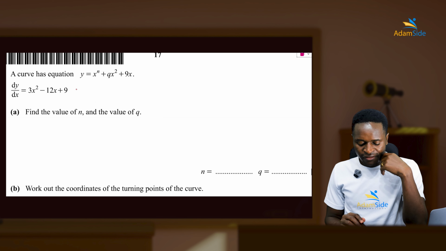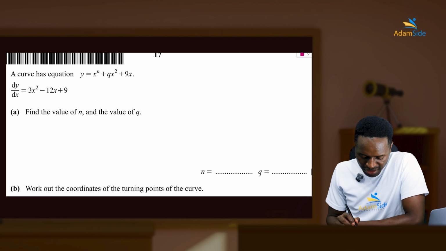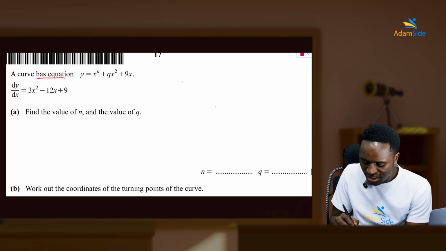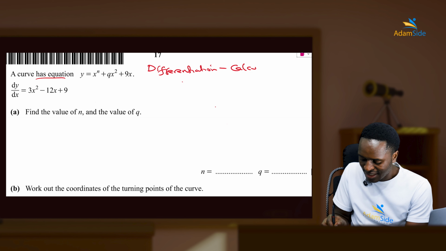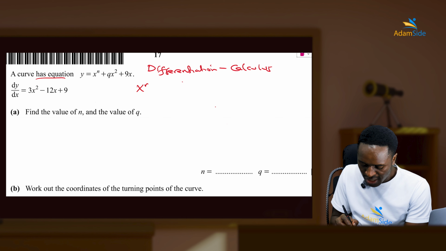Perfect. A curve has the equation y is equal to x power n plus qx squared plus 9x. Find the value of n and the value of q. In this chapter, we're talking about differentiation. A curve has an equation. So this is the equation of a curve. And this is a unit of differentiation, a branch of calculus. So you have x power n plus qx squared plus 9x.